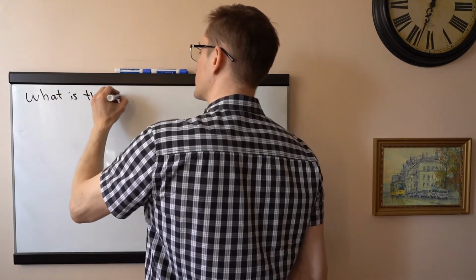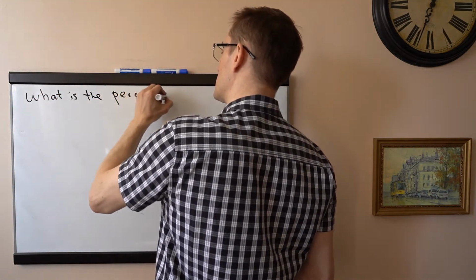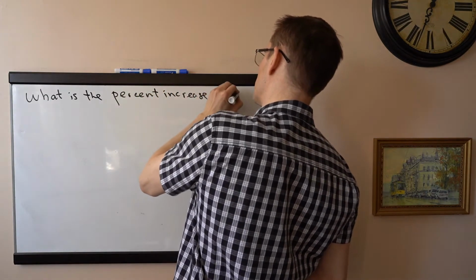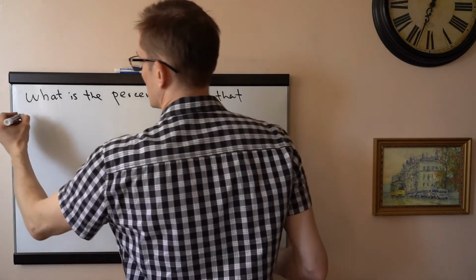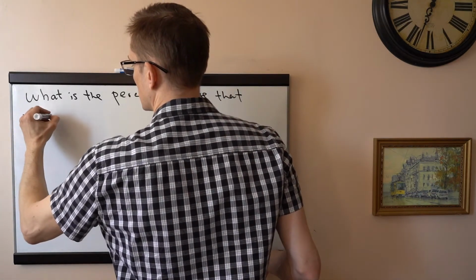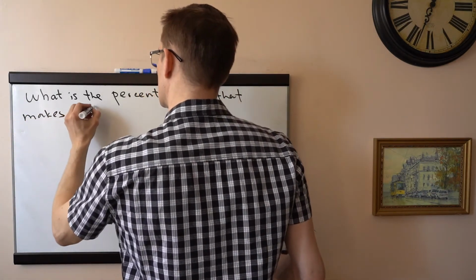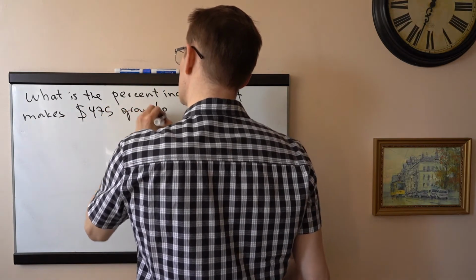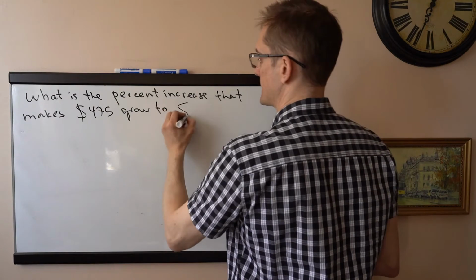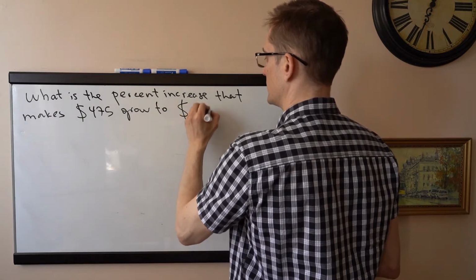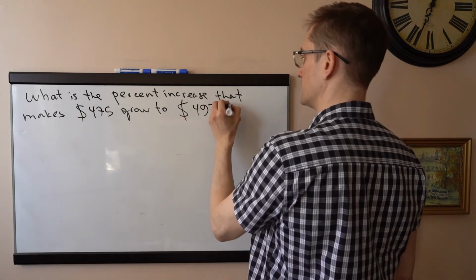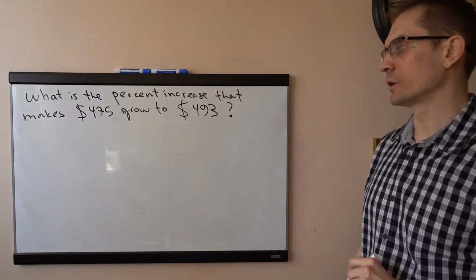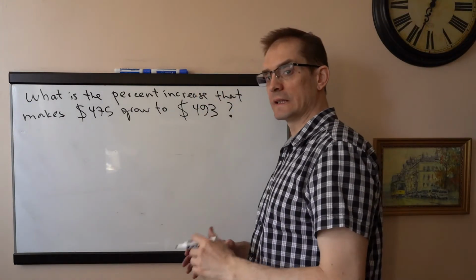So what is the percent increase that makes 475 grow to 493? What is the percent increase that makes 475 grow to 493?